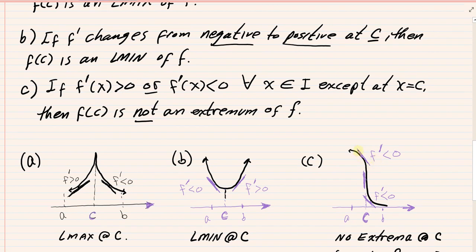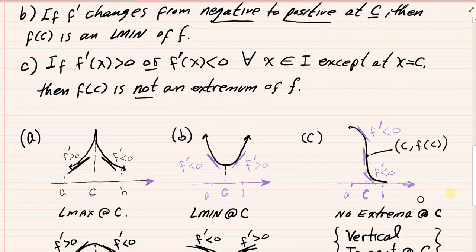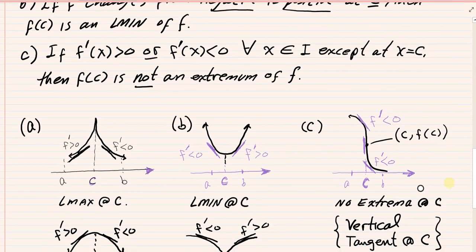Coming from the left, the slope is negative, then it becomes extremely negative, almost vertical, right? A massive drop off, and then it continues being negative. Therefore, c is not where an extrema will occur here. If I call this point c, f at c is not an extrema. It means it's neither a max nor a minimum. There is no extremum at that point.